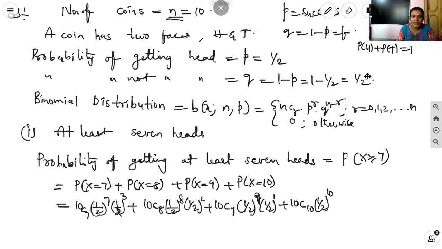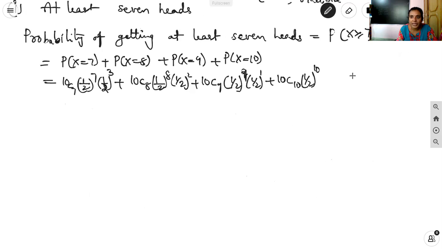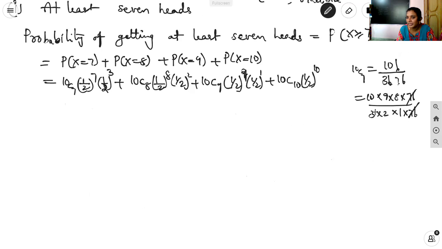So here we can find out 10C7 is equal to 10 factorial by 10 minus 7, 3 factorial, 7 factorial, which is equal to 10 into 9 into 8 into 7 factorial by 3 into 2 into 1 into 7 factorial. 7 factorial and 7 factorial get cancelled. 3 ones are 3, 3 threes are 9.